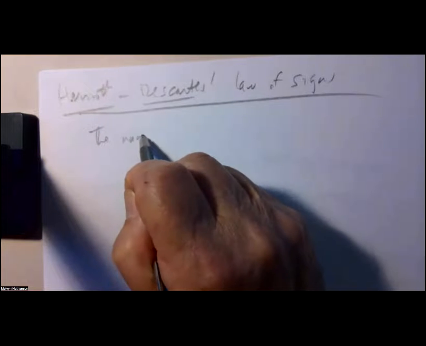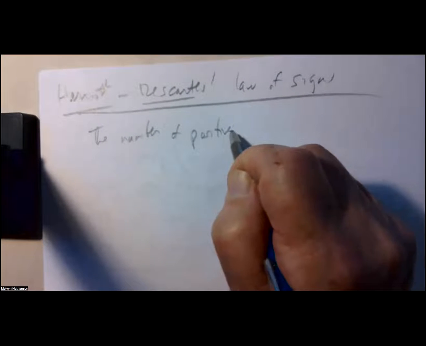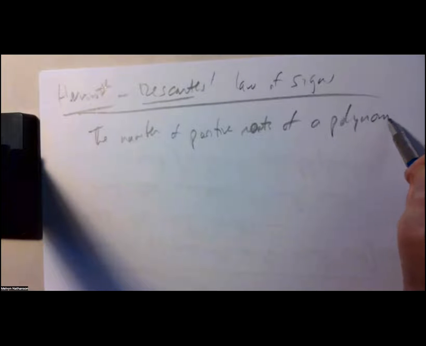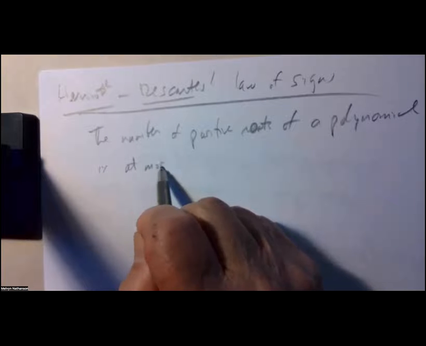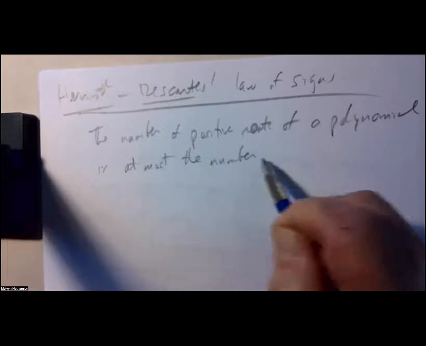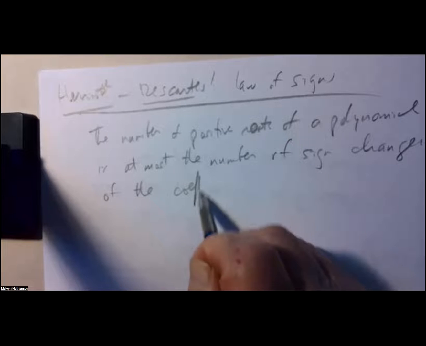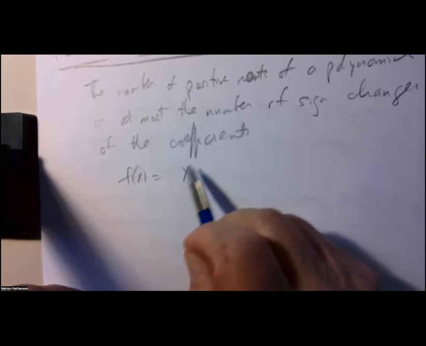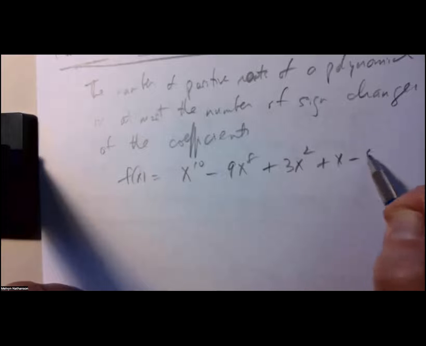So what Descartes says is the following theorem. This is actually what Descartes writes: the number of positive roots of a polynomial, and these are all polynomials with real coefficients, is at most the number of sign changes of the coefficients. So what it means is if you have a polynomial like x to the 10th minus 9x to the 8th plus 3x squared plus x minus 5.